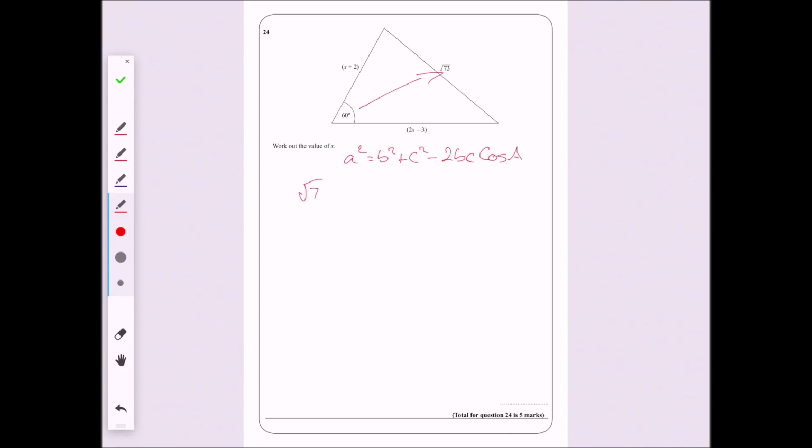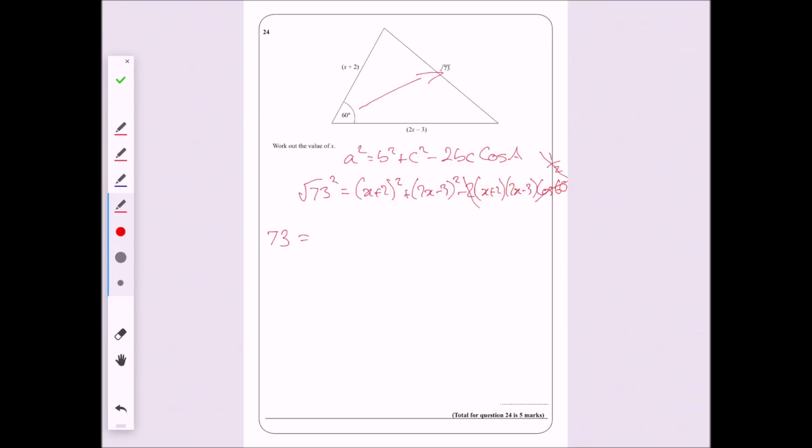So we've got root 73 squared is equal to x plus 2 squared plus 2x minus 3 squared, take away two lots of x plus 2, 2x minus 3, cos 60. Now, cos 60 is equal to a half. You need to know your exact trig values. So a half and the times by 2 will cancel each other out. Root 73 times root 73 is just 73.